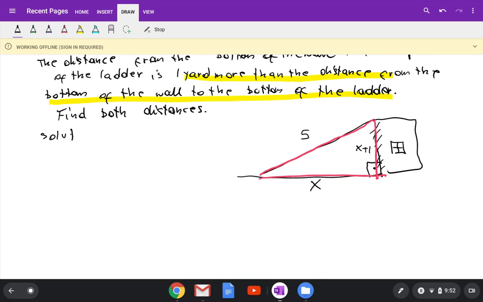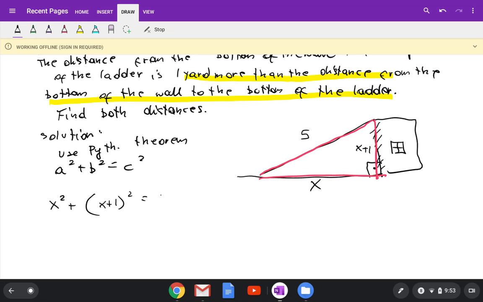Solution. You need to use the Pythagorean theorem. You see a right triangle, that means use the Pythagorean theorem. The Pythagorean theorem is a squared plus b squared is equal to c squared. In our case, a is x, b is x plus 1, c is equal to 5. So we have x squared plus b, which is the second leg, x plus 1 squared, is equal to c squared, which is 5 squared. Okay, you need to solve it for x.